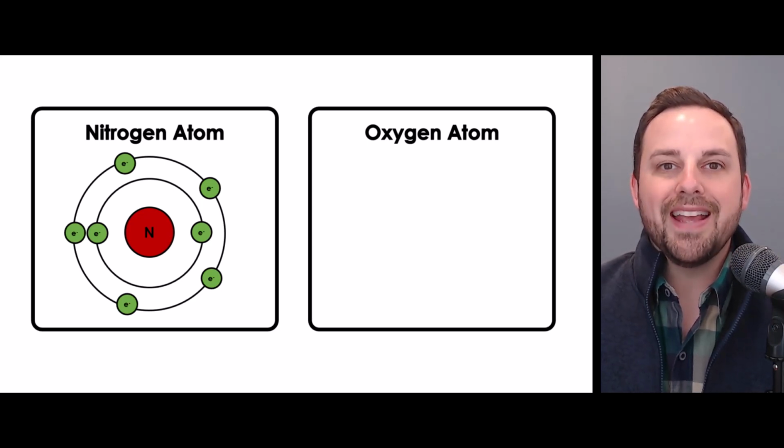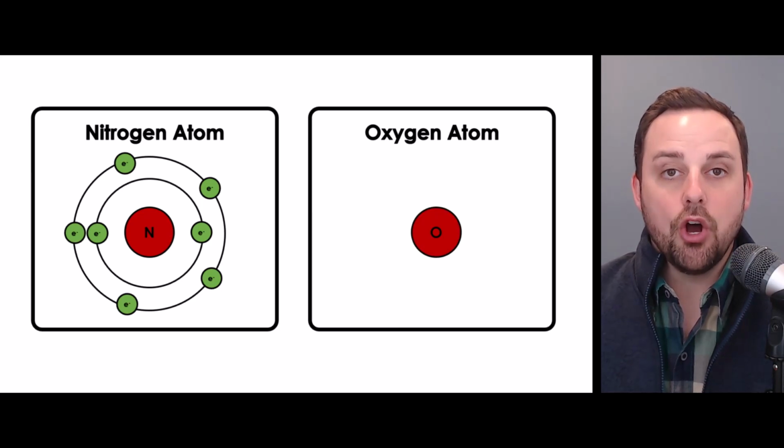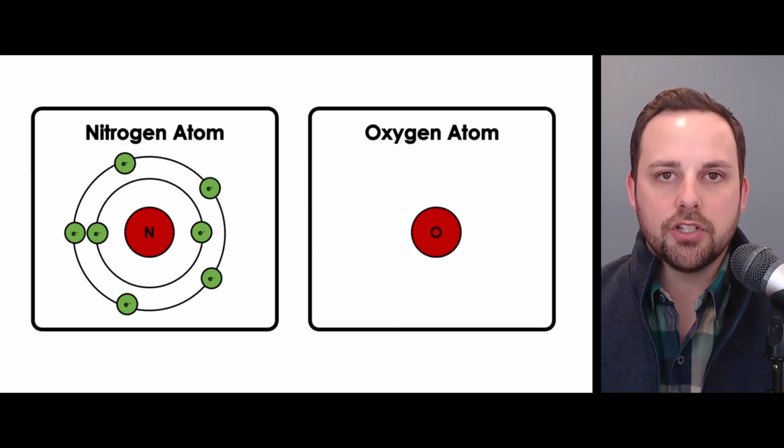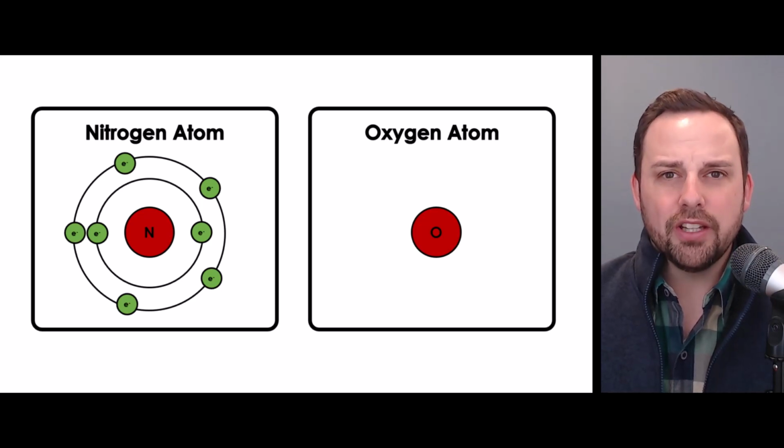Now let's draw the oxygen atom. As we've been doing, we'll just draw a red circle with an O in the middle because O is the symbol for oxygen. Oxygen is atomic number 8. So eventually we need to get up to 8 total electrons in these electron shells.